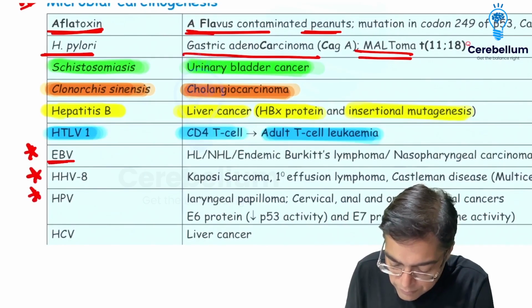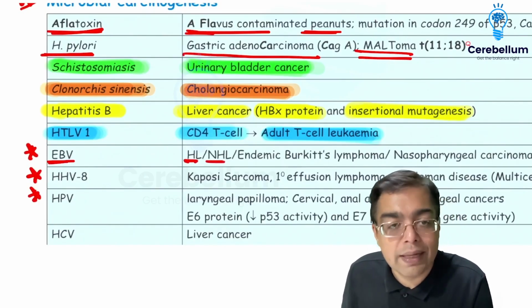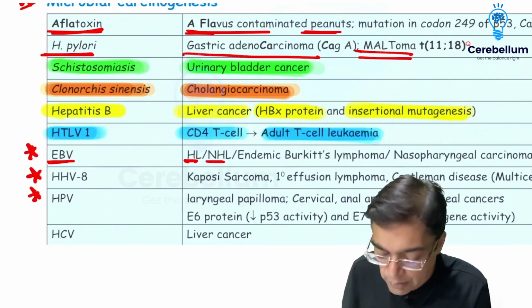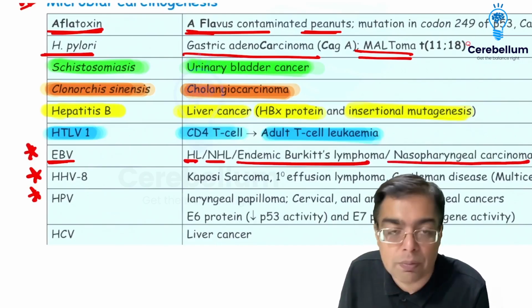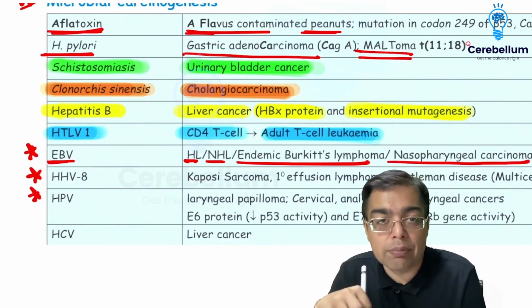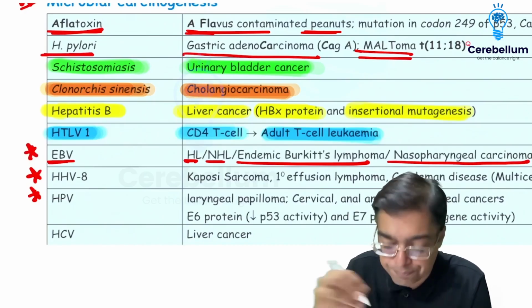Epstein-Barr virus is responsible for causing a high risk of development of Hodgkin's lymphoma. High risk of development of non-Hodgkin's lymphoma can also result in development of Burkitt's lymphoma as well as nasopharyngeal carcinoma. In the GI tract, Epstein-Barr virus has an association of causing gastric adenocarcinoma as well.